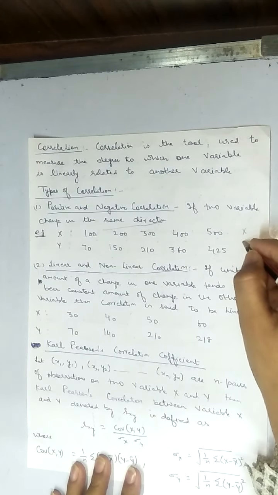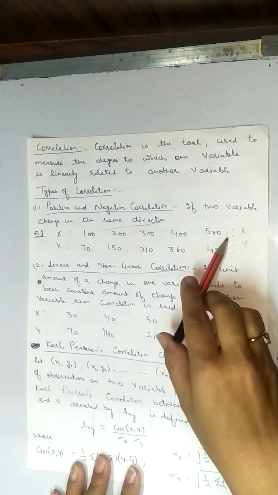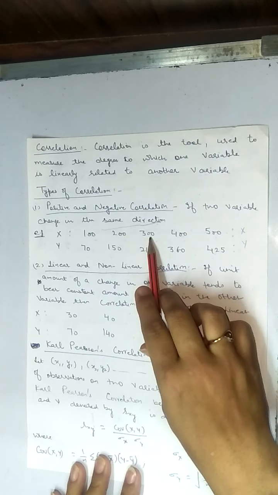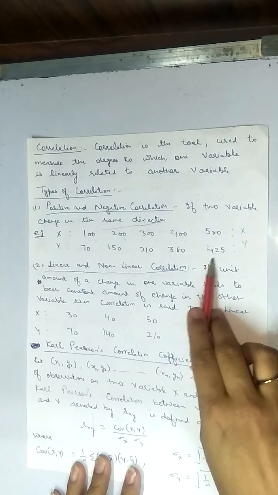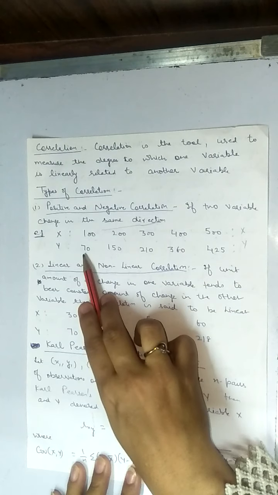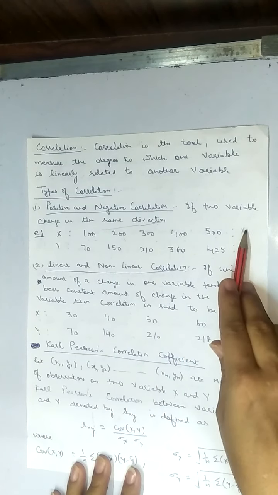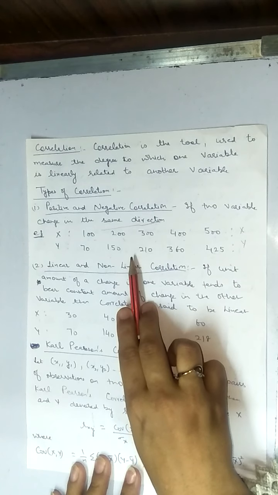If we take it this way, x is 500, 400, 300, 200, 100 and y takes 425, 360, 210, 150, 70. So in this way both variables decrease. So this is our negative correlation.